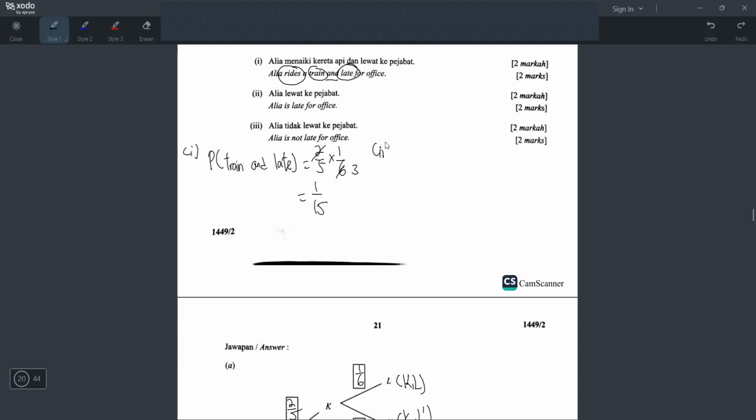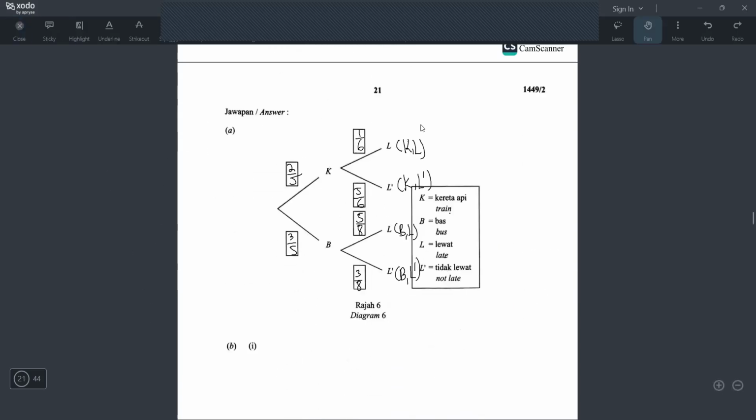Now let's do number 2. Find the probability Alia is late for office. So what is the probability of late? Let's go down to the tree diagram. Let's look at all the options. Which one is probability late? This one and this one, right? This one is not late, and this one is also not late because L prime is not late. So I have to calculate the KL probability and the BL probability and add together.